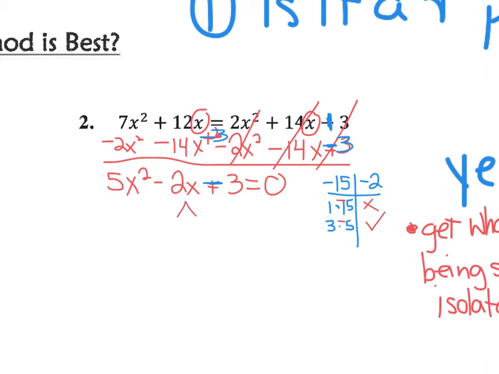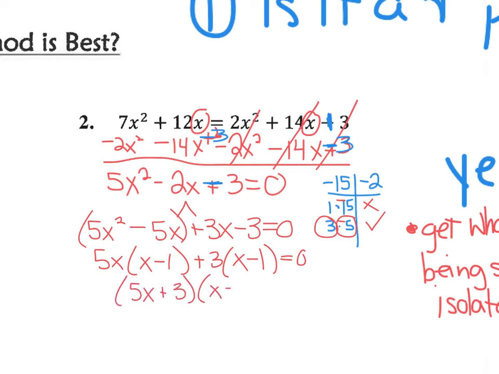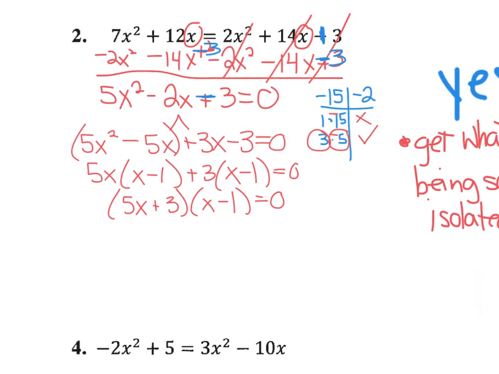So I split the middle term. 5x squared. If I have one positive and one negative factor, I like to write the negative factor first, so then I don't have to worry about factoring out a negative. And let's factor by grouping. First two, I could have a 5x that gets factored out, x minus 1, plus 3, and then in parentheses, x minus 1 equals 0. Put my factors together. Okay, so I get 5x plus 3 times x minus 1, that equals 0.